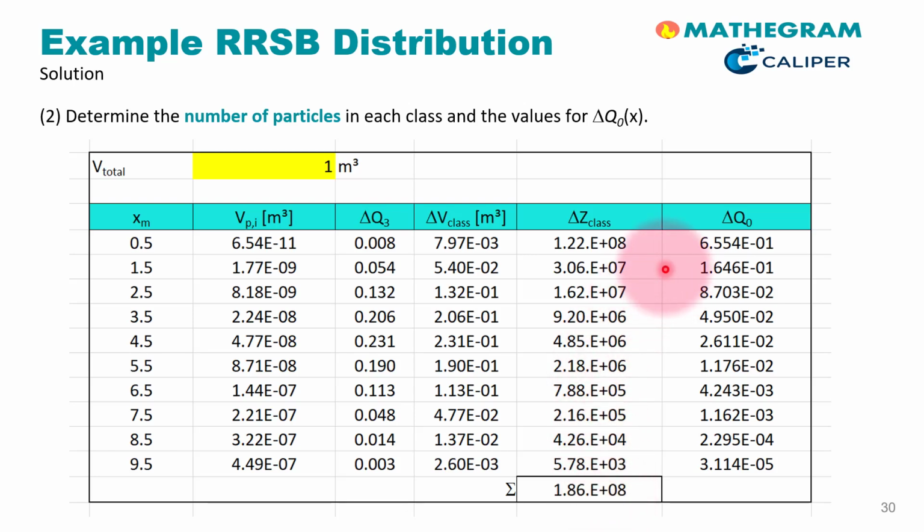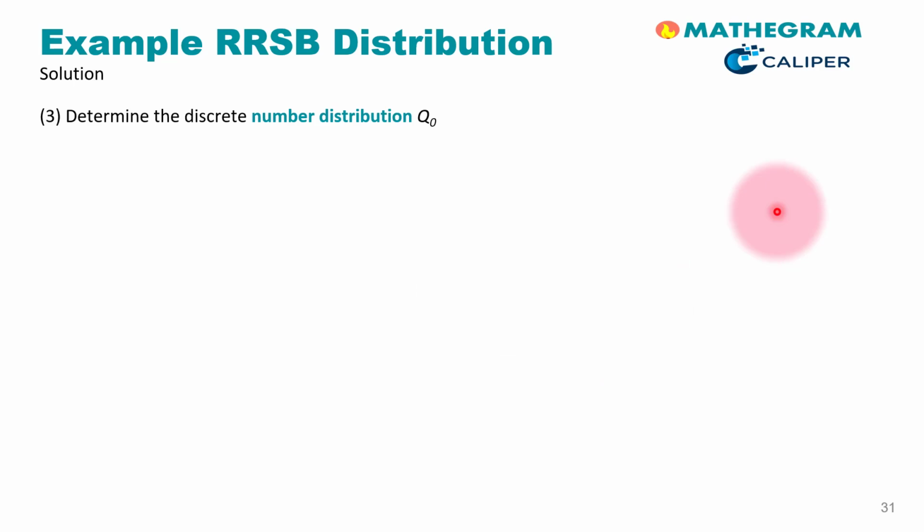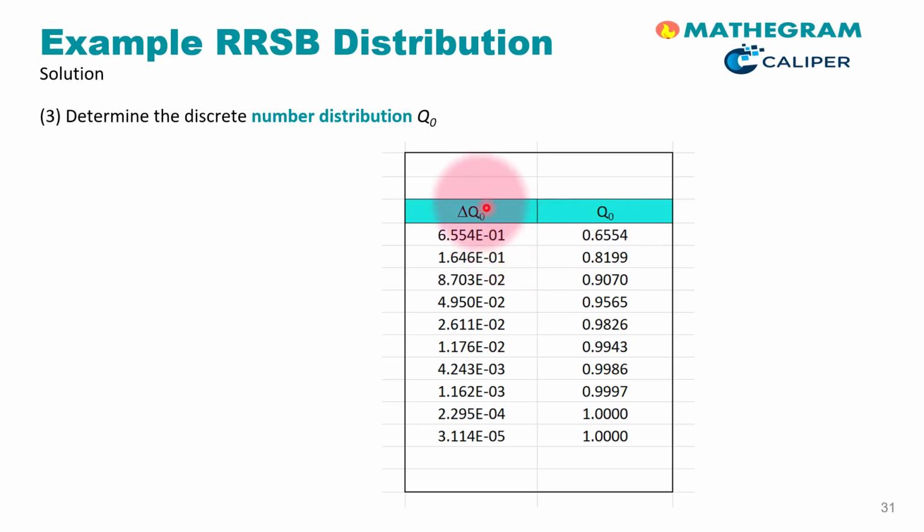We simply divide the number of particles in the class by the total particle count. This gives the delta Q0 values. Now we shift to the next task that is quite straightforward. By accumulating the delta Q values from each class, we find Q0.